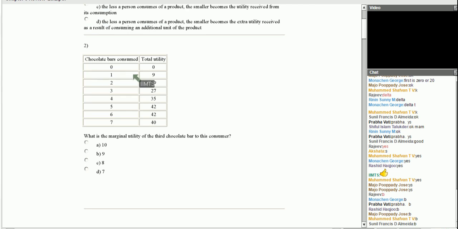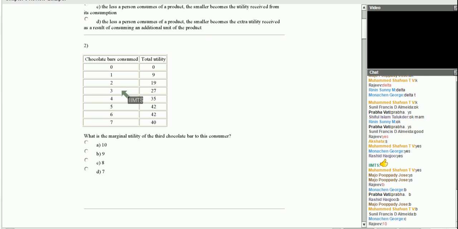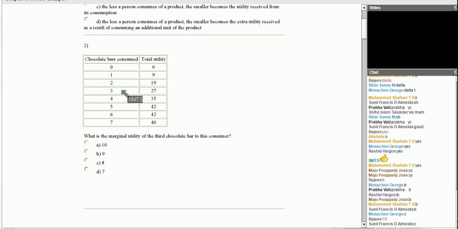Number two is, now there is a chart you can see and it says what is the marginal utility of the third chocolate bar to the consumer. The third unit, what is the marginal utility? Monison says C. C is number 8. Rajiv says it's 10. Sunil says C, that is 8. Okay. What about others? You can just take your time and calculate.